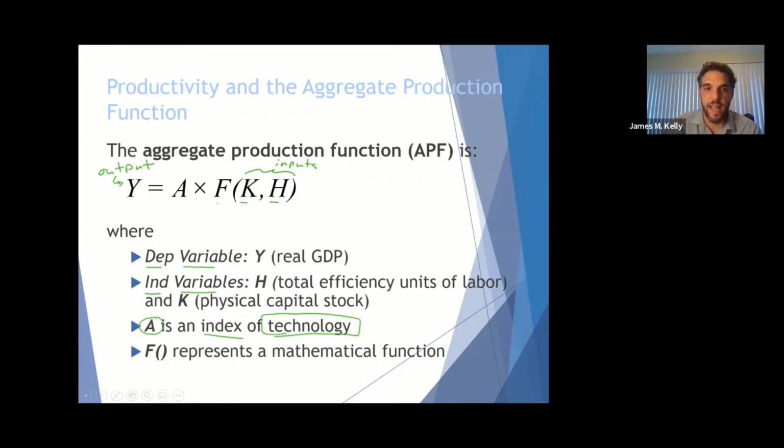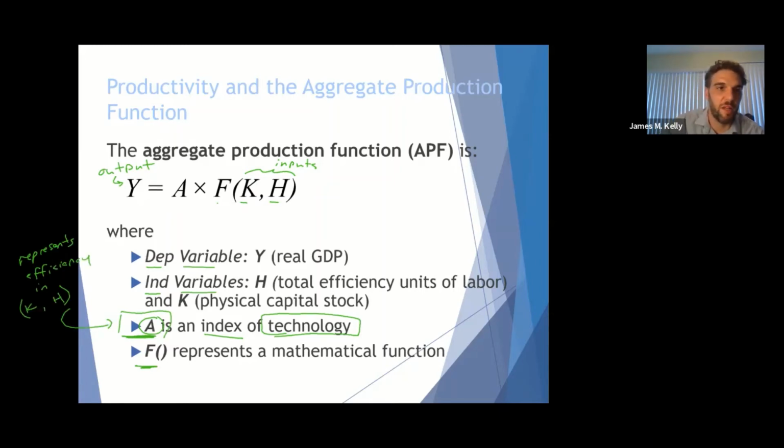Okay, this A represents the overall level of technology in the economy. So we have two inputs, human capital and physical capital. That's why this is H, this total efficiency units of labor. A lot of times we'll call it human capital as well. We have these two independent variables or two inputs that are used in the production function. They are used, and the efficiency at which they are used is represented by technology.